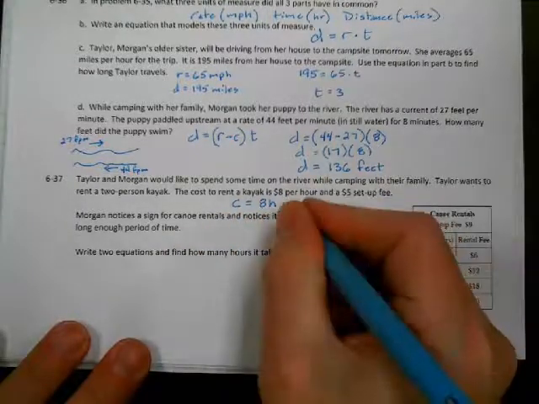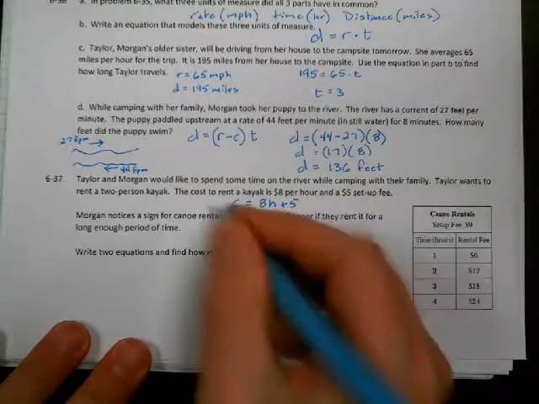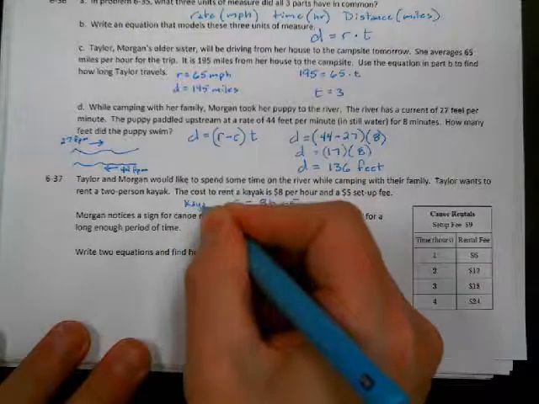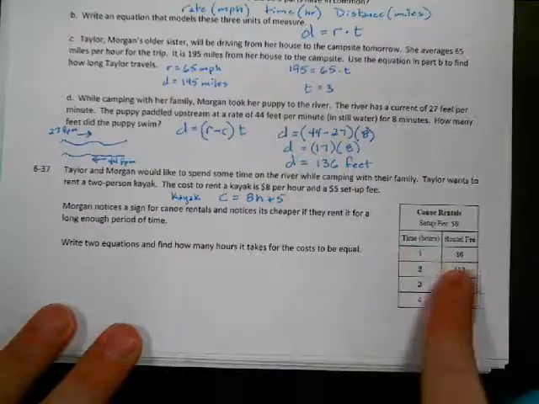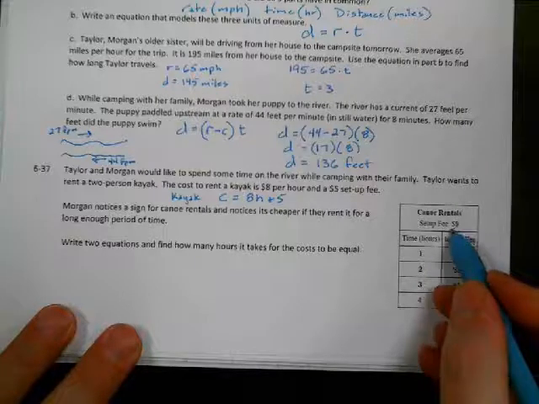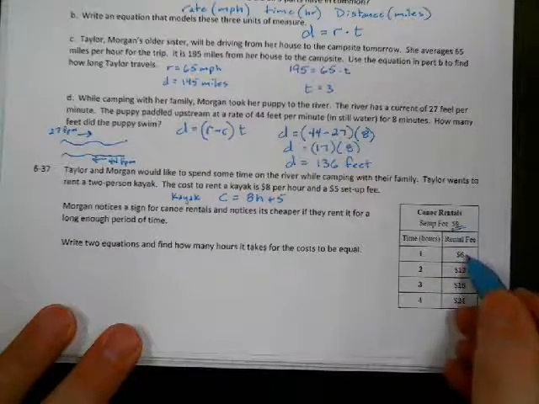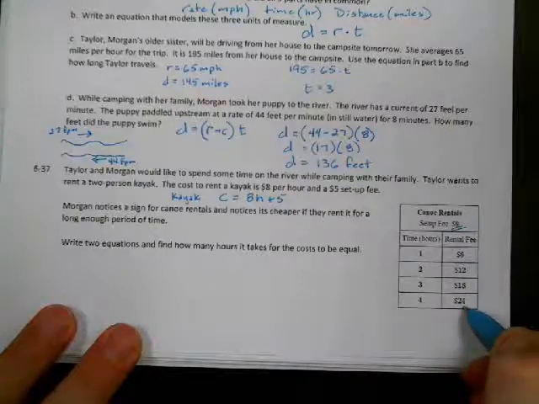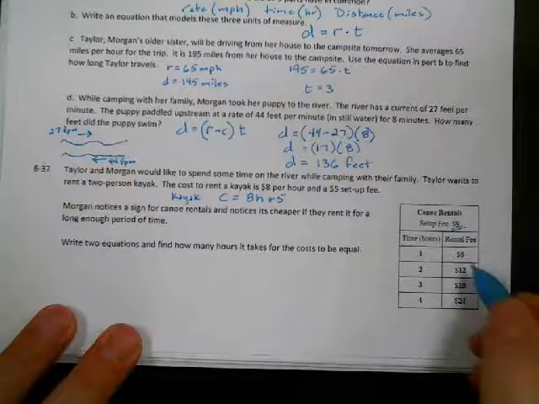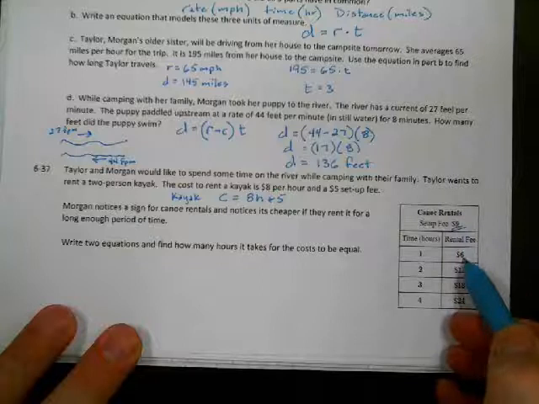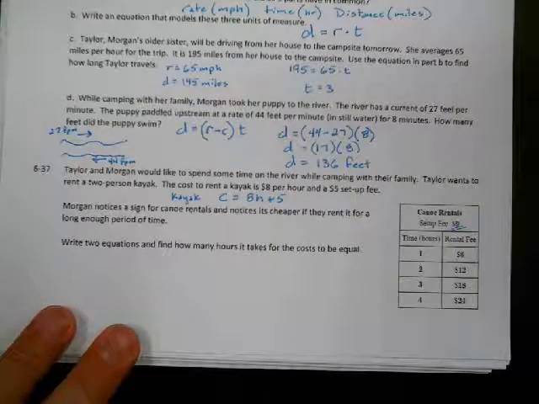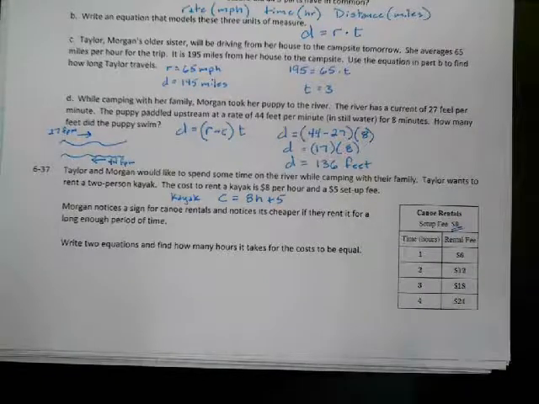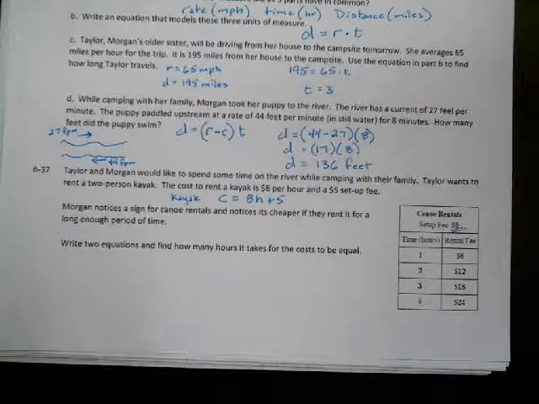Now over here, Morgan sees this sign and she sees, oh, it's got a setup fee of $9, but look here, it's only $6 per hour. So she says, you know what? It's got a bigger setup fee, but it costs less per hour. So there's going to be a time when they would be the same. So maybe if we figured out that time, if we plan to rent it for more than whatever hours that is, the canoe would actually be cheaper. So that's what Morgan notices. If they rent it for a long enough period of time, the canoes are cheaper. So let's look at the canoe.